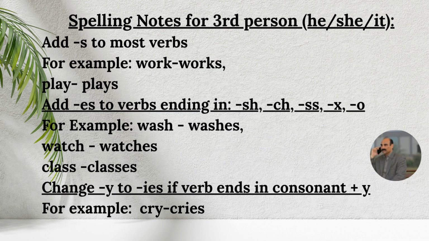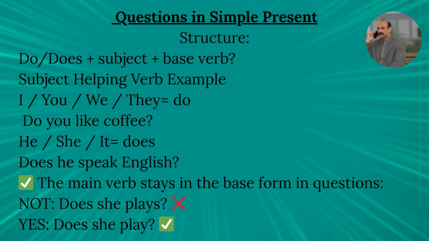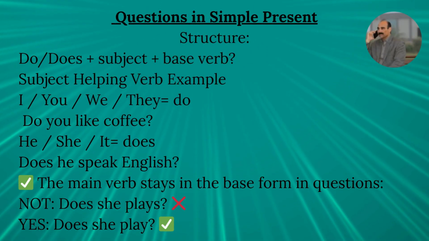The next important rule you need to remember is change y to ies if the verb ends in consonant plus y. For example, cry. Before y, we have a consonant. So when you change it, you will change the y into i. It will become cries. Cry, cries.